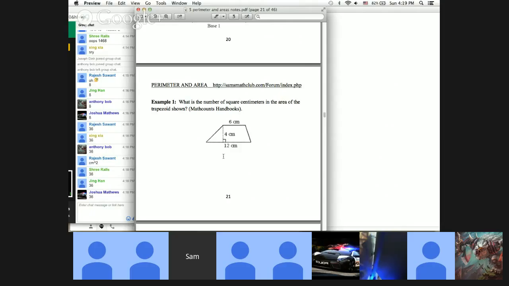Right, nice job, everybody. The answer is 36. So it's just base 1, which is 6, plus base 2, which is 12, times height, which is 4, divided by 2. 18 multiplied by 2, answer is 36.